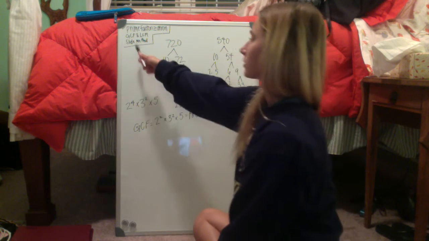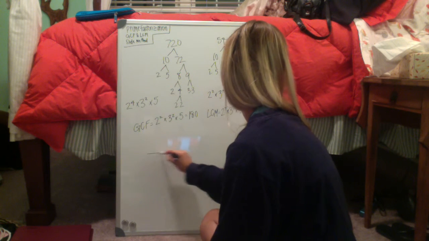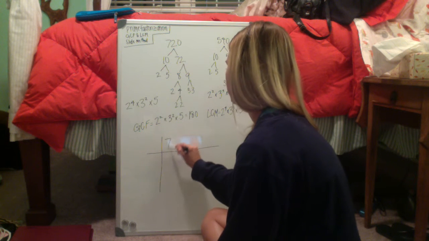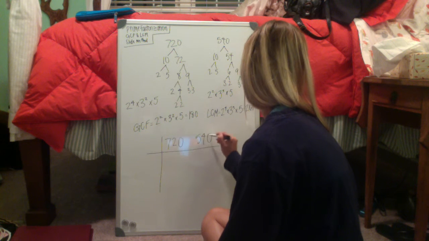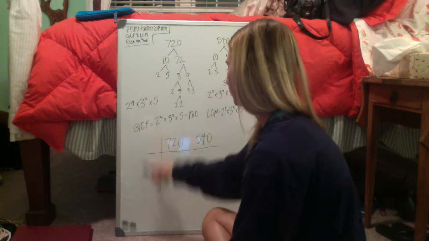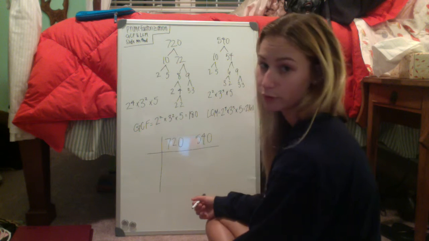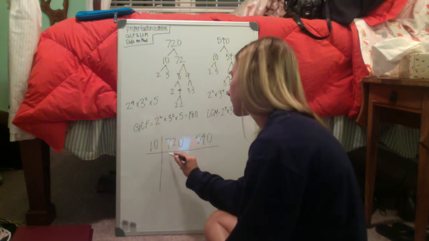Okay, so what if we wanted to check this? We would use the slide method. The slide method is, draw it out. We're going to put 720 right here and 540. Basically, this column right here is what you're dividing these numbers by. So the first one we're going to do is 10. 720 divided by 10 is 72.